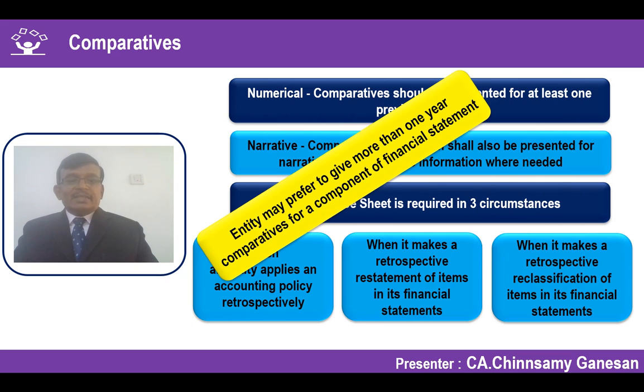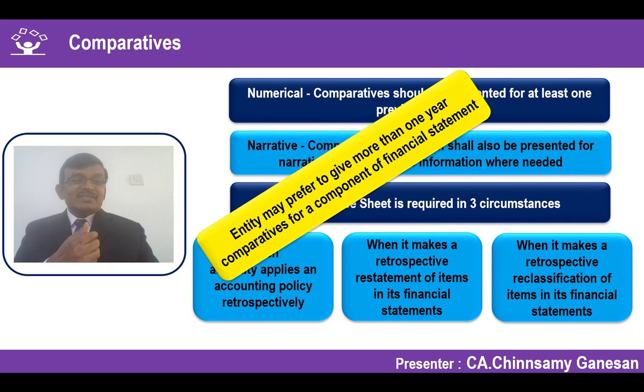Interestingly, the standard says one year of comparatives is required. Suppose the management wants to give three years, that is, two comparative years. For example, management wants to give a profit and loss account with the current year, the previous year, and the year before the previous year. Can it give? Interesting question. The answer, the standard says, is yes, it is possible.